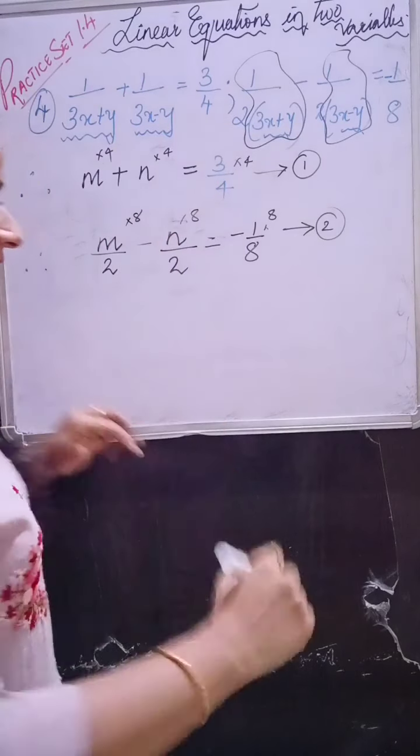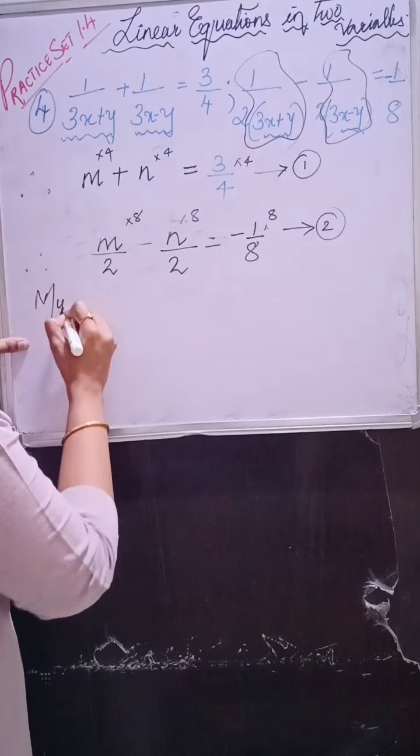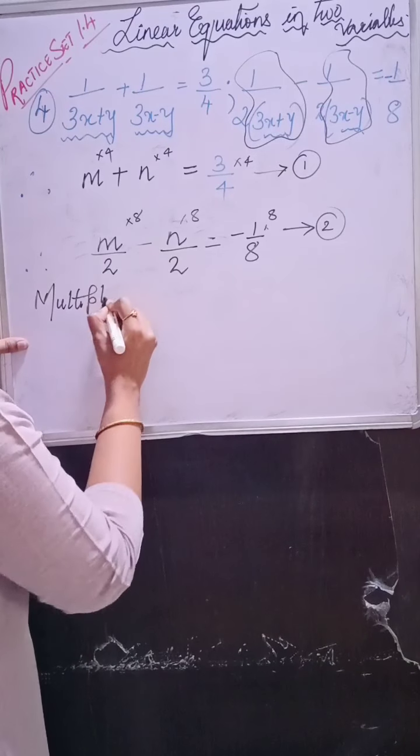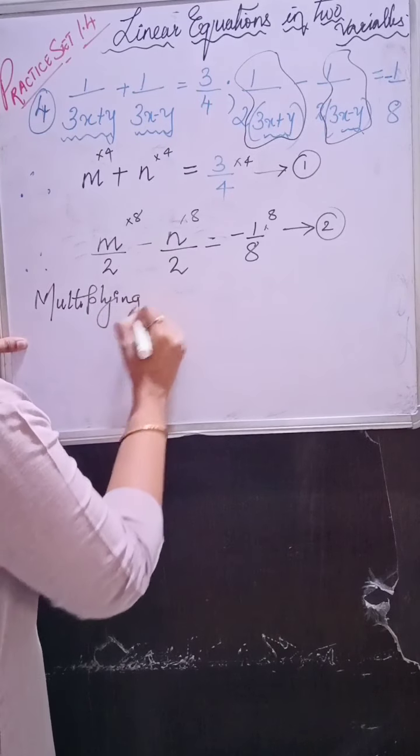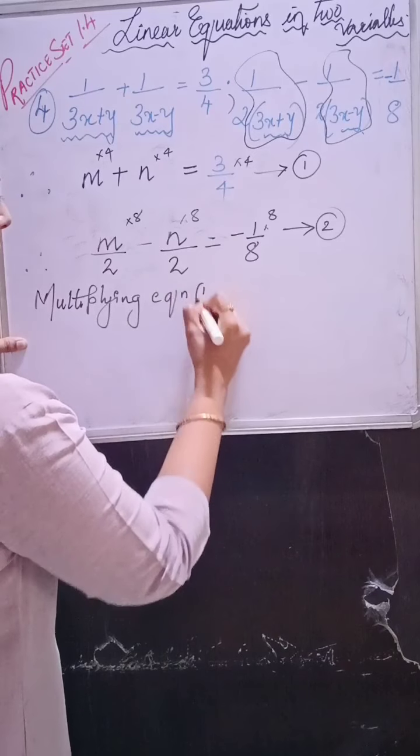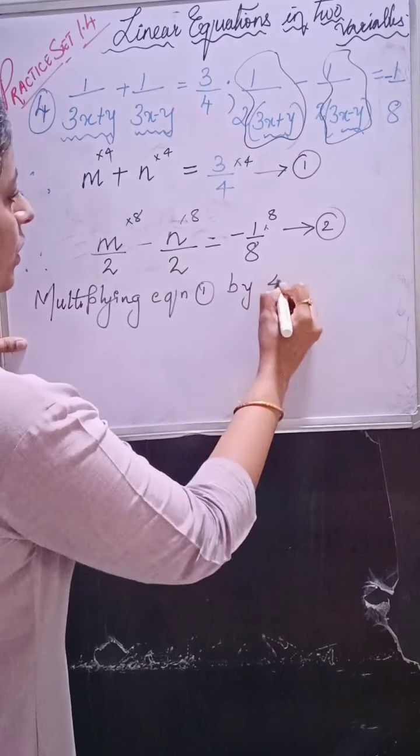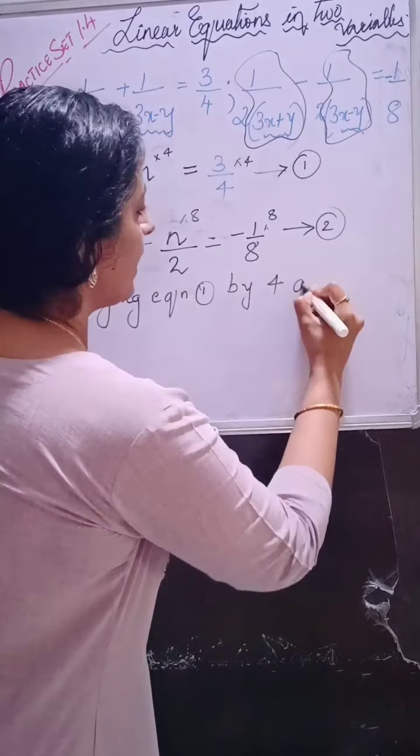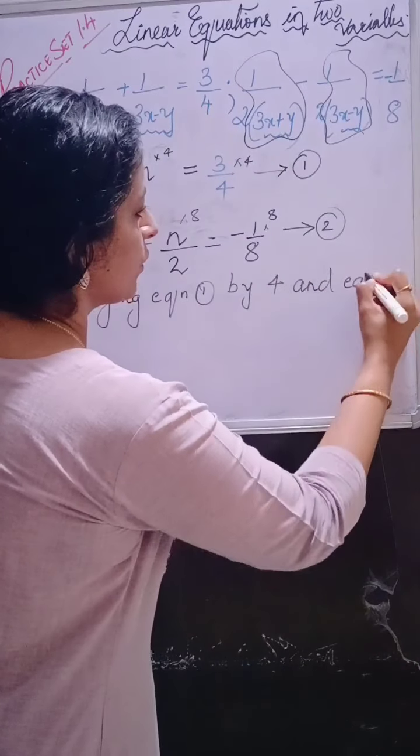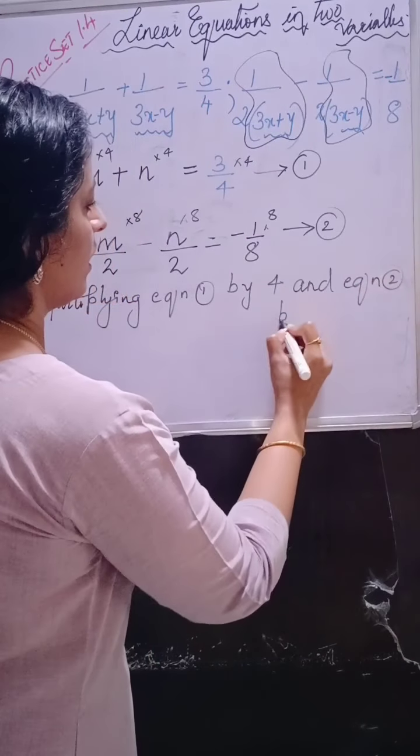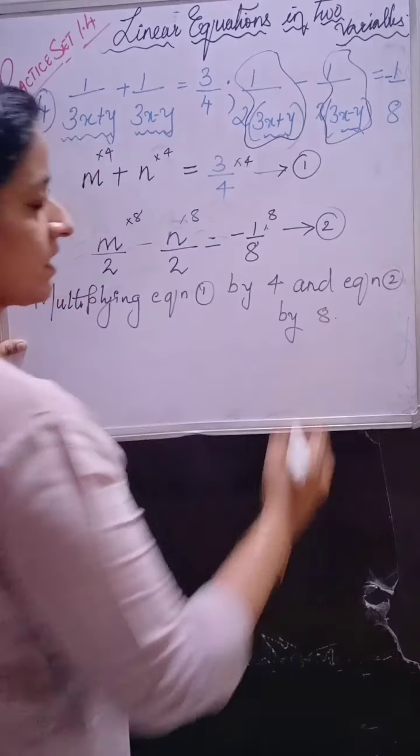So let us write it down. Multiplying equation 1 by 4. Okay. And equation 2 by, what did we decide? 8.